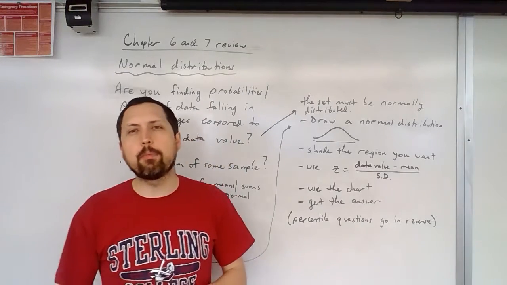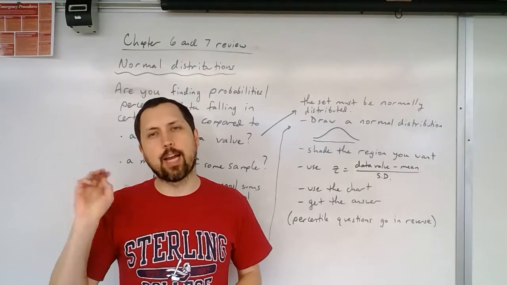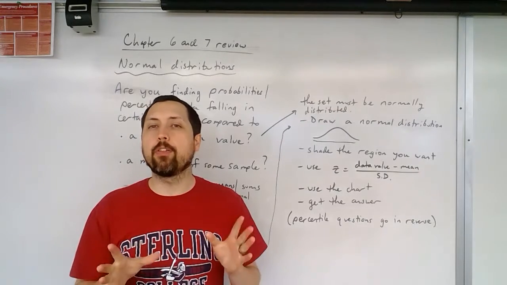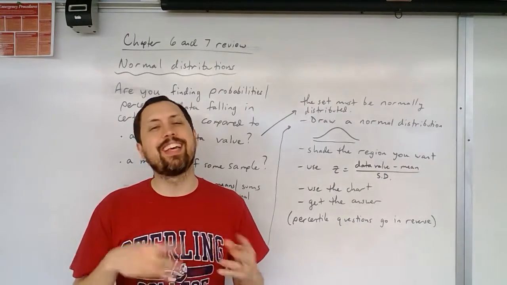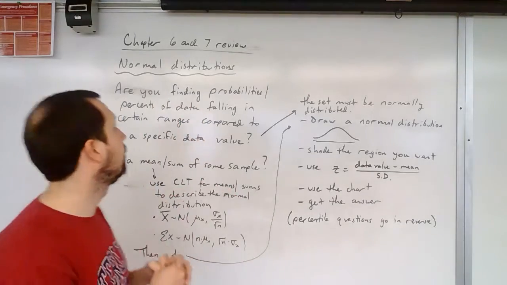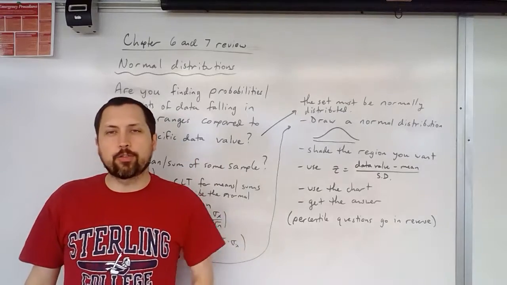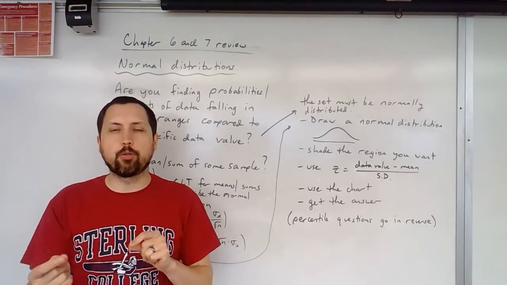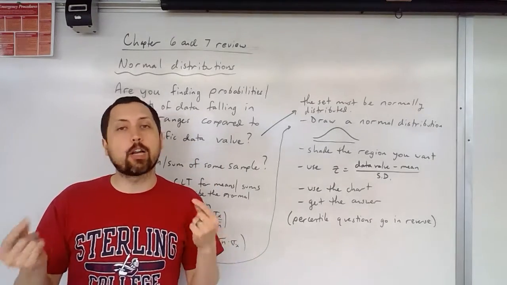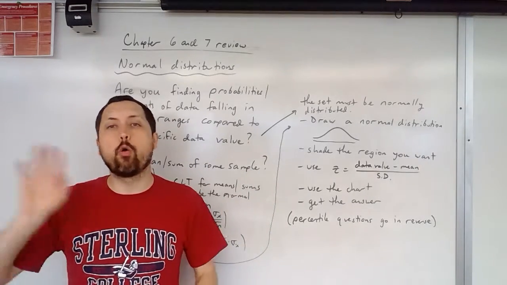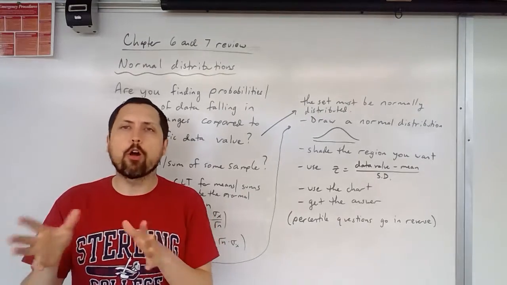I want to talk through a little bit of a review of Chapter 6 and Chapter 7 that will appear on your upcoming exam. Both of them have to do with normal distributions in some type of context. So these are usually some of the hardest questions for students to differentiate between. When am I supposed to do what? How do I know if I'm supposed to be using just the regular normal distribution or doing the central limit theorems, or what are those things?